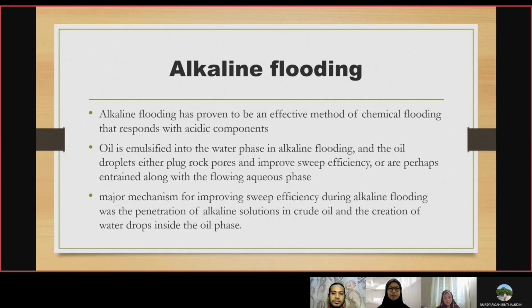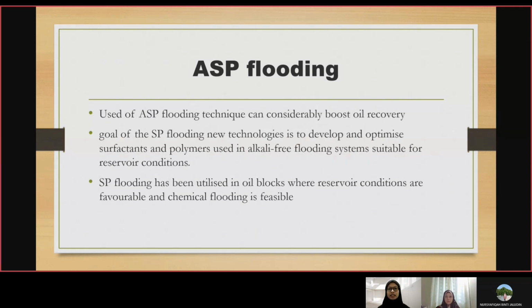As for the major mechanism for improving sweep efficiencies in alkaline flooding, during alkaline flooding there was a penetration of alkaline solution in crude oil and the creation of water drops inside the oil phase. The second improvement of sweep efficiency is the ASP flooding.